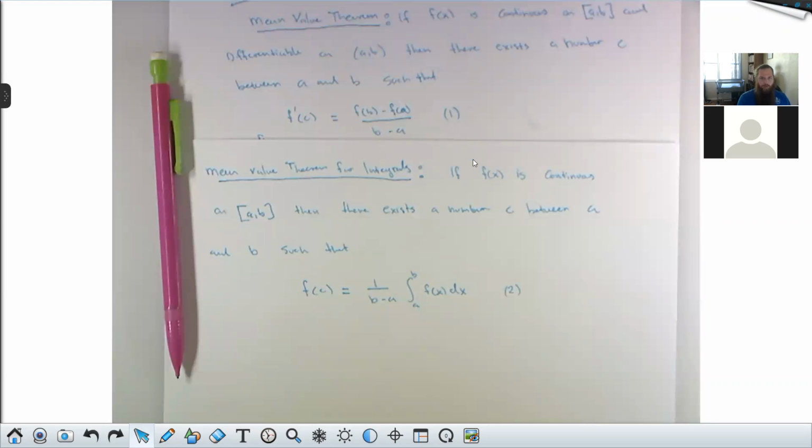Yeah, notice the B minus A here and the B minus A here. So if I start trying to match pieces up, this f of B minus f of A needs to be somehow matched up with this integral. And also, this f primed of C needs to be matched up with this f of C.